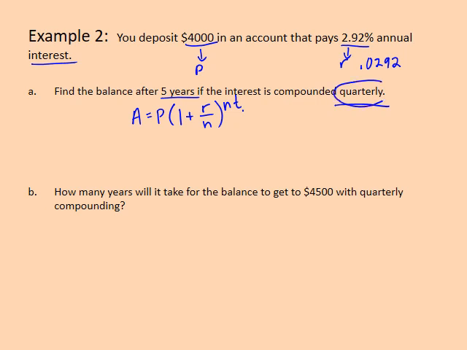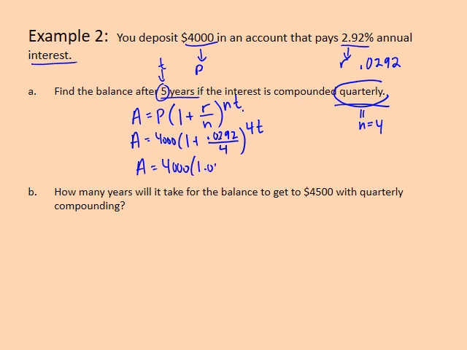And because it's compounded quarterly, n equals 4. So we're going to substitute everything in before we deal with 5 years, which is our t value. So A equals 4,000 times (1 plus 292/10,000ths divided by 4), all raised to the 4t power. Now when we simplify this, we end up with 4,000 times 1 and 73/10,000ths, all raised to the 4t power.